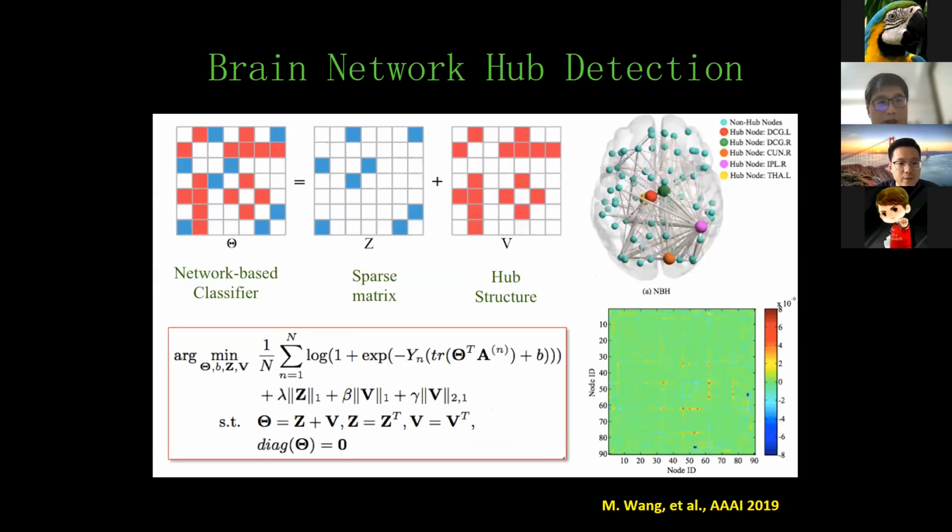And we can also study brain network classification based on hub detection. For example, in MCI, we can construct a brain network, and for example, in the hippocampus, this node will be very, very important, and this can be seen as a hub. So we first detect these important hub nodes, and then perform brain network classification.